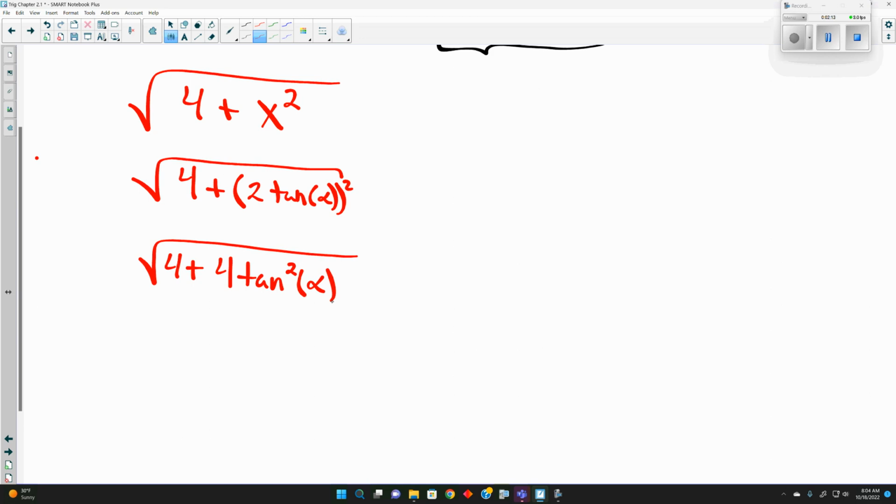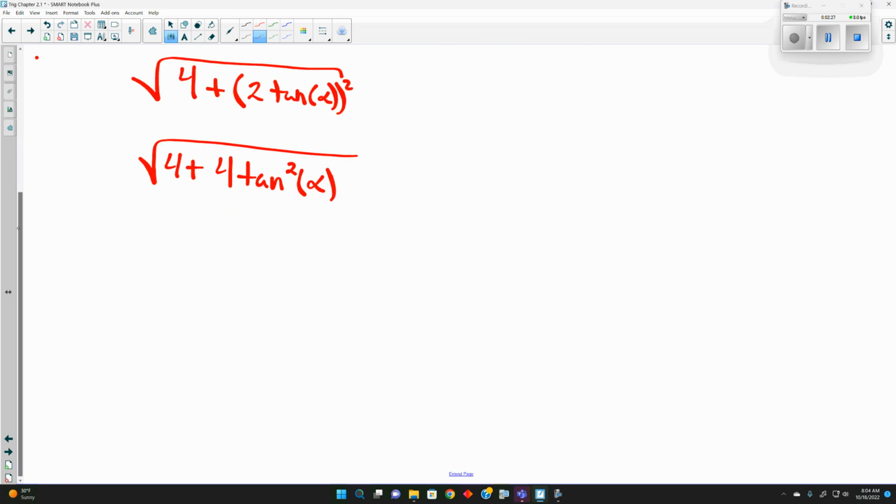It's nice when it's just a single term, because even though we have 2 times tangent of alpha, it is just one term. So when we square it, we're just squaring each individual factor: the 2 squared and tangent squared. Now we get this here, yes? Now we know that the 4, we can take the square root of it, yes?